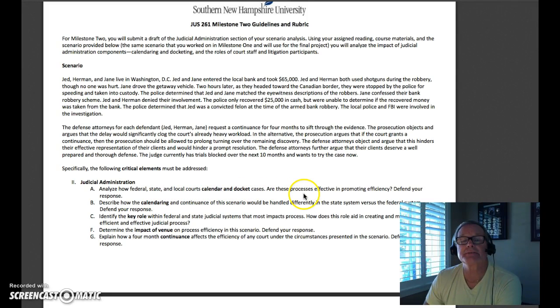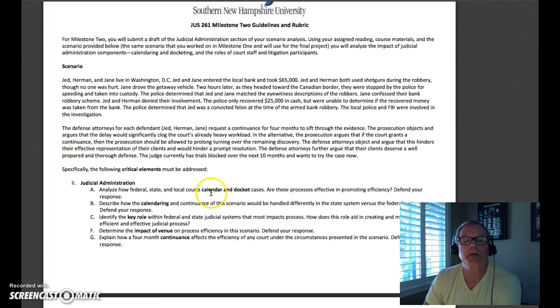Are these processes effective in promoting efficiency? Defend the response. So you can go back to those handouts earlier that I referenced that talk about case management flow and calendaring and docketing cases. Now, many larger court systems use a means to support electronic filing of cases, e-file, for example. They use technology as a means to keep track of cases and so forth.